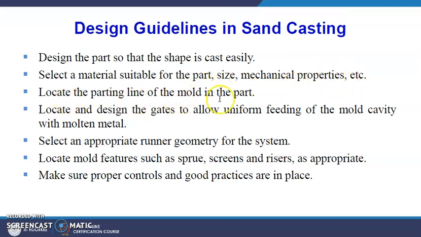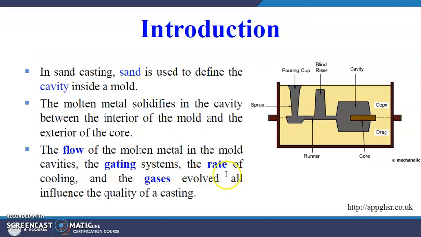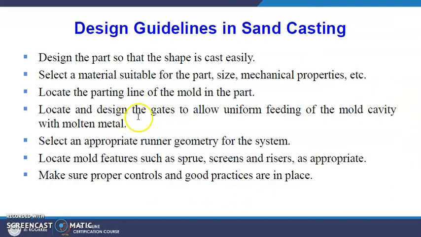Locate the parting line of the mold in the part. Means you have to locate the parting line of the mold appropriately in the part, so that whenever you are removing it, there should not be any cracks or any kind of deformations. Locate and design the gates to allow uniform feeding. Uniform feeding is an important criterion, as I have already told, that rate of cooling and gas involved influence the quality of casting. So uniform feeding should be there, and you have to design and locate your gates accordingly.